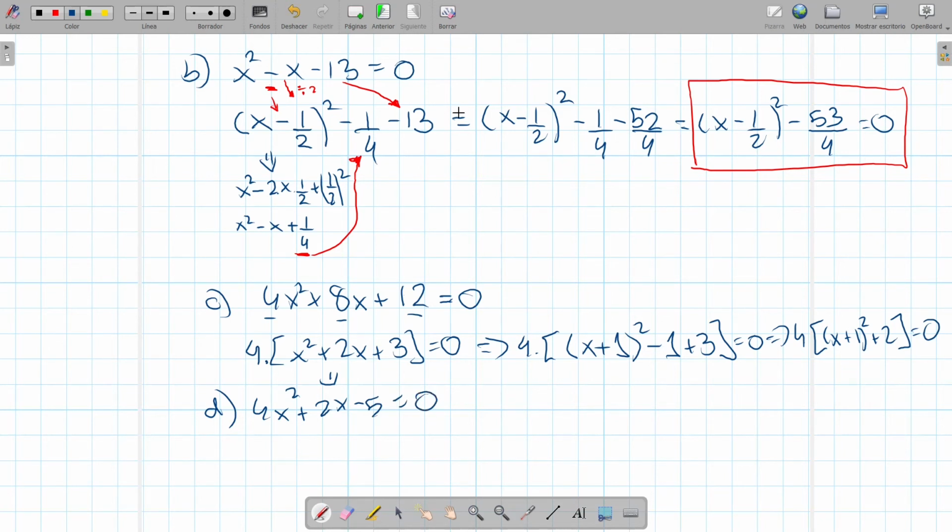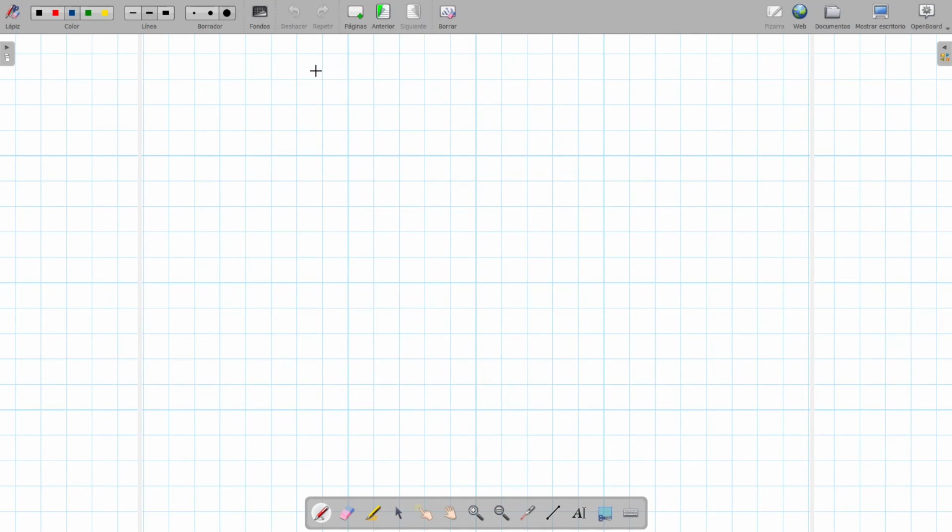So we would have two ways to solve this. Let's do it on another page. So it was D, and we had 4x squared plus 2x minus 5 equals 0. So I could do it two ways.